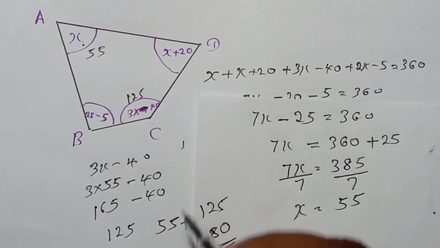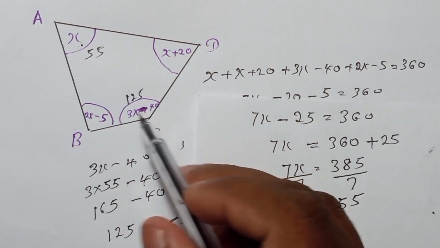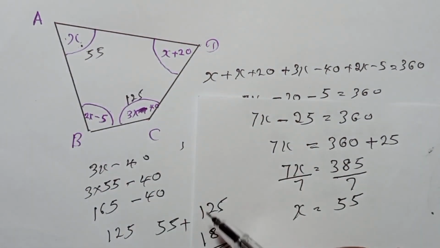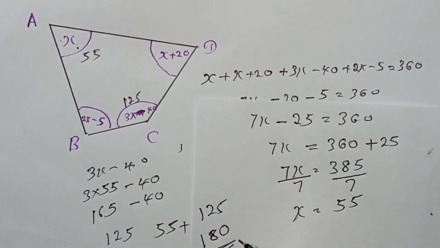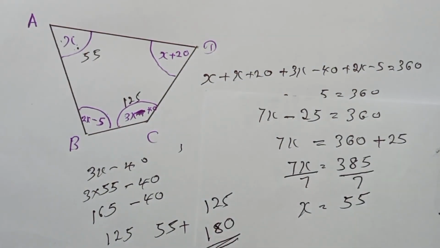We proved this angle plus this angle is 180. So that means this is a cyclic quadrilateral. So you can tell the opposite angles add up to 180. So that's why this is a cyclic quadrilateral.